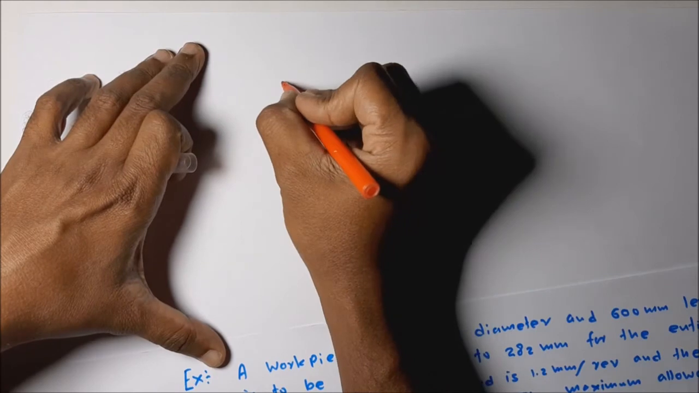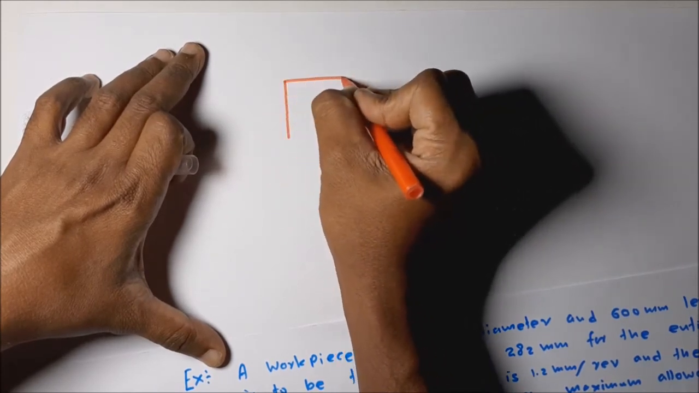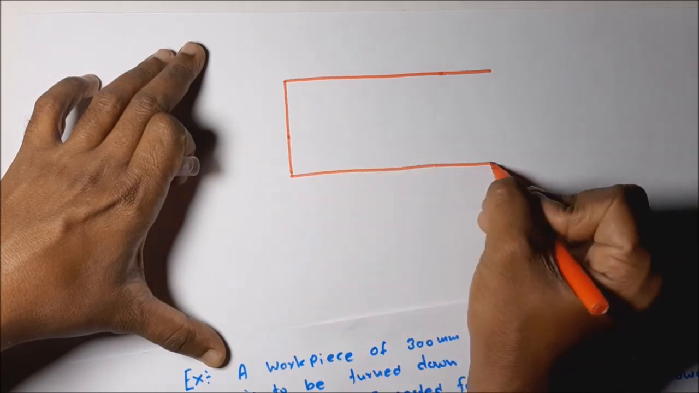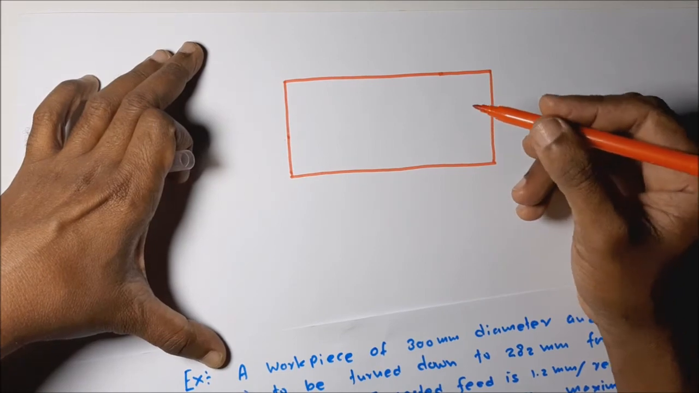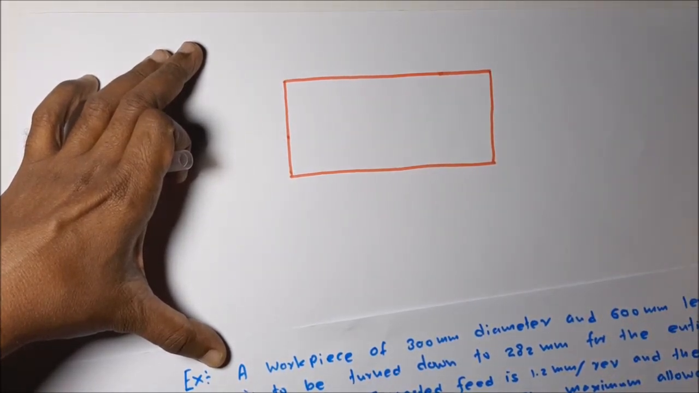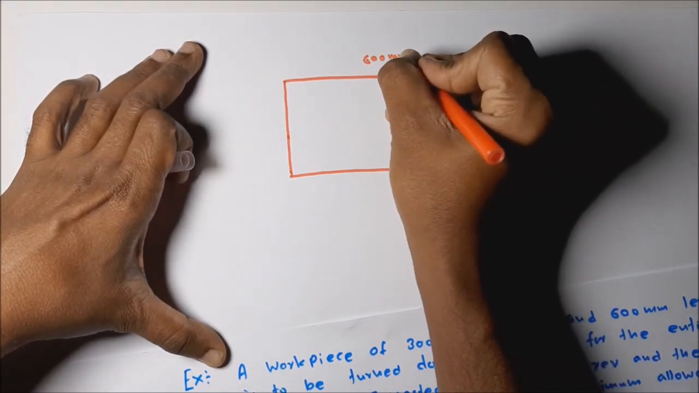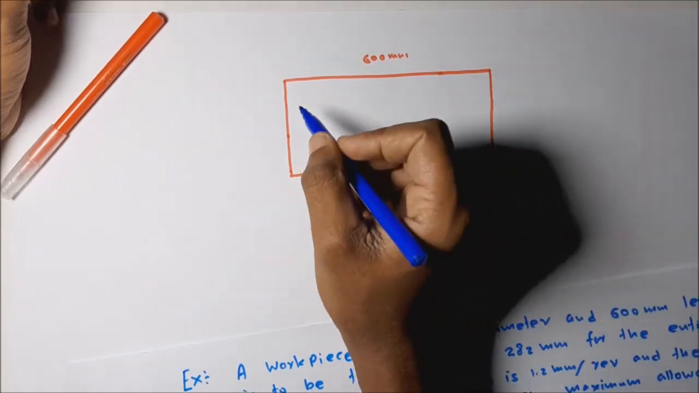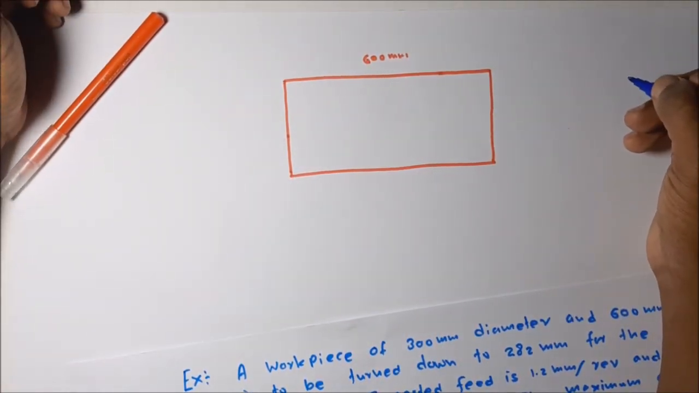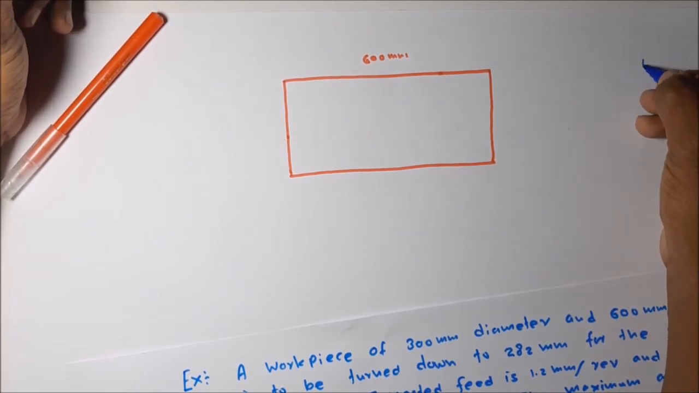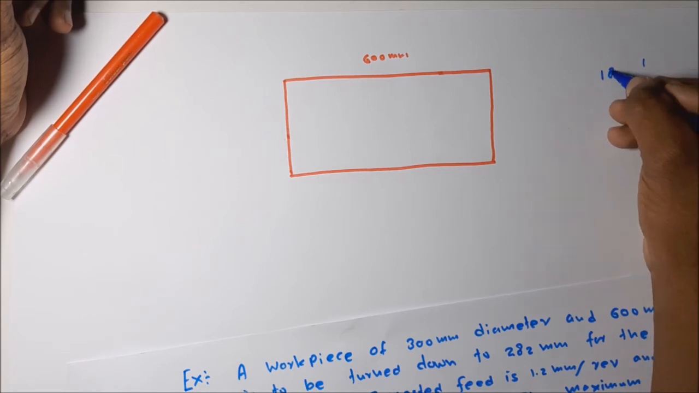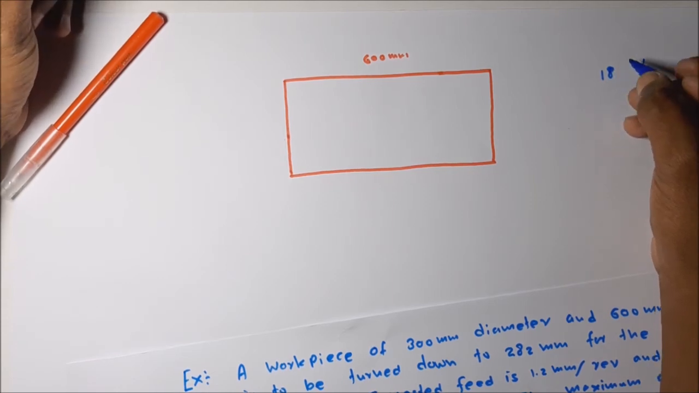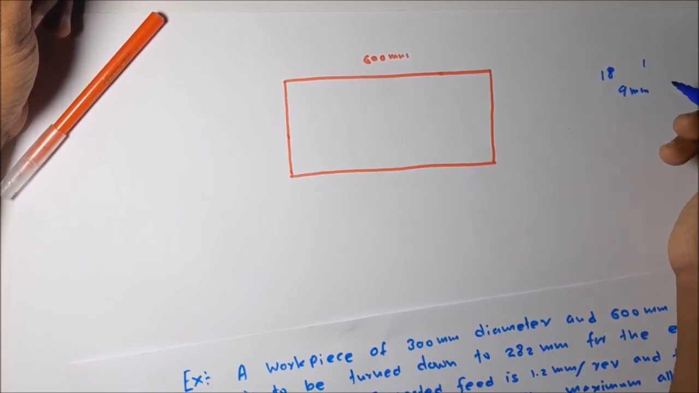This is the turning operation for the entire length of the workpiece. The total diameter is given and the total length is 600 millimeter. Then it has to turn down to 282. That means the diameter has reduced by 18 millimeter, so the total depth of cut is 9 millimeter.